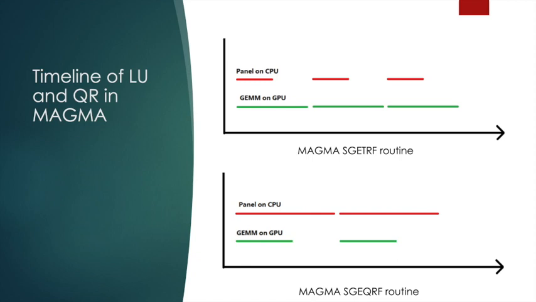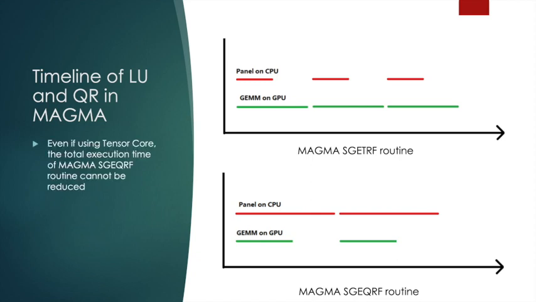Therefore, even if we are using Tensor Core to do GEMMs, the overall computation time will still be the same because the speed is bounded by panel factorization. This experimental result illustrates the first reason: matrix multiplication is not completely on the critical path.